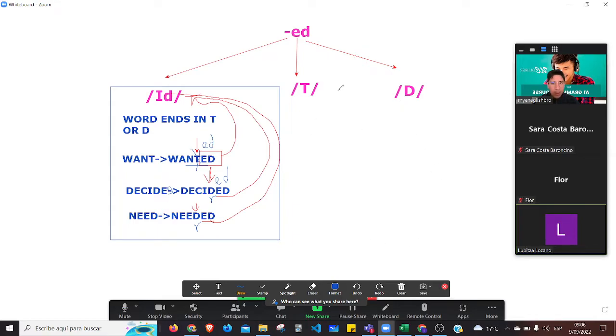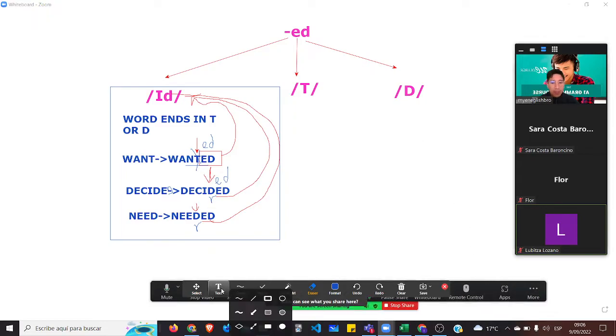Now, before we continue, it's like recommend. For example, recommend. You add ed, so you have the d here. So you say recommended, recommended.